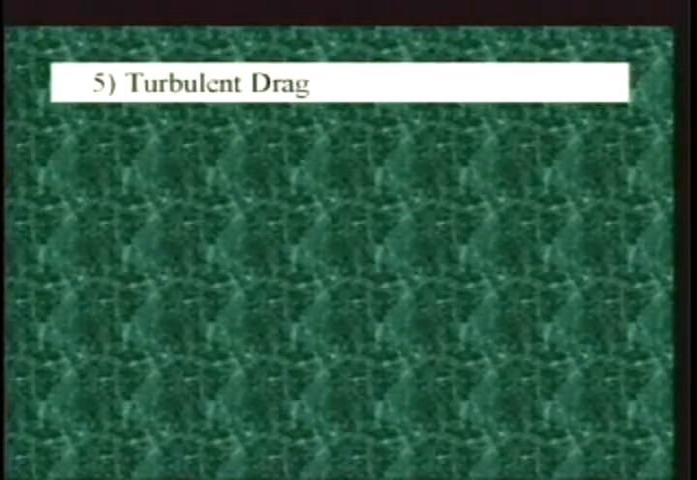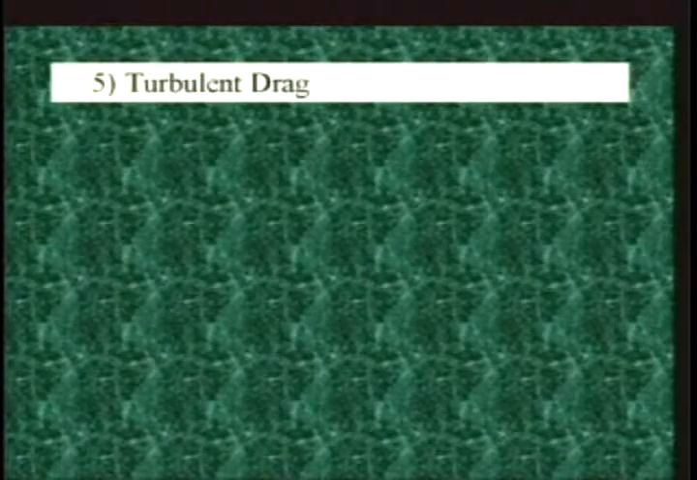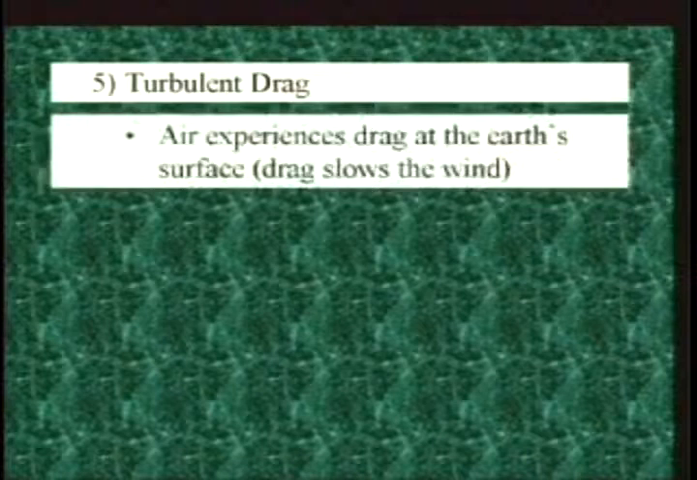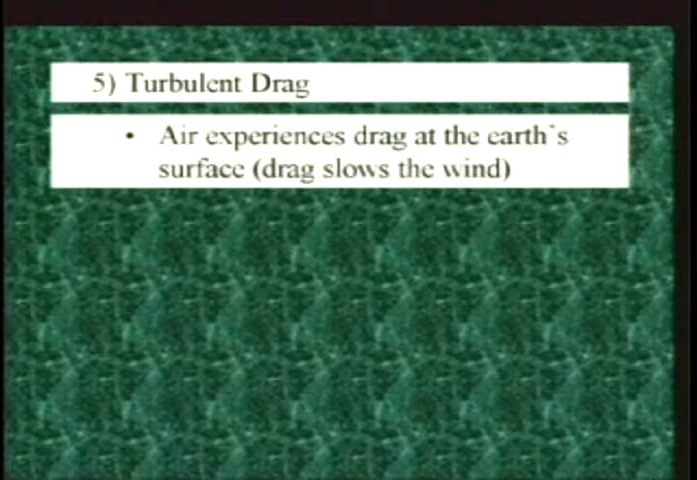Our fifth is turbulent drag. Turbulent drag. What is that? Air experiences a drag on the Earth's surface. Drag will slow the wind. This drag changes from one particular type of terrain to another.